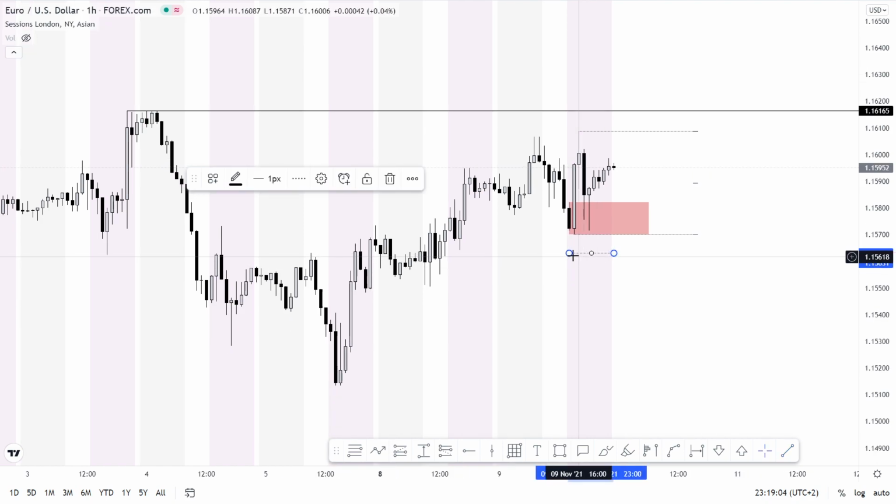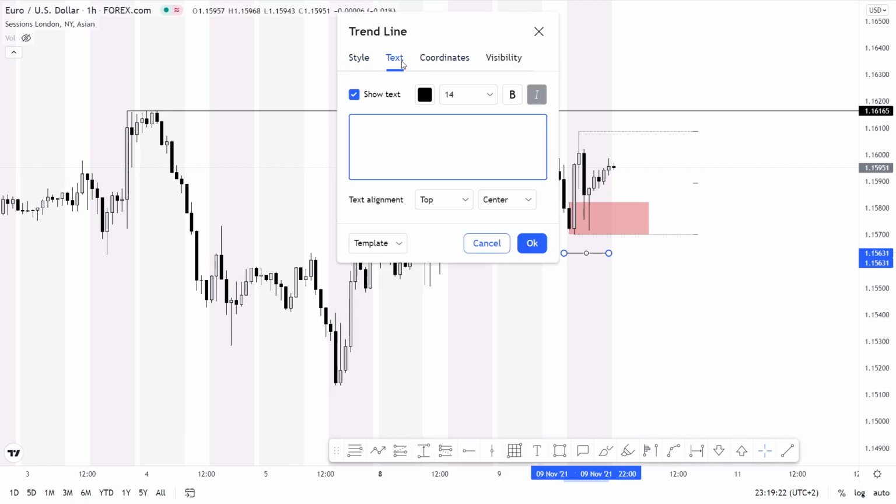Let's see here. So as you can see here, the New York session just ended, so the Asian session is going to start very soon. Where is that? Just gonna quickly mark this one up and then label it as NYS.